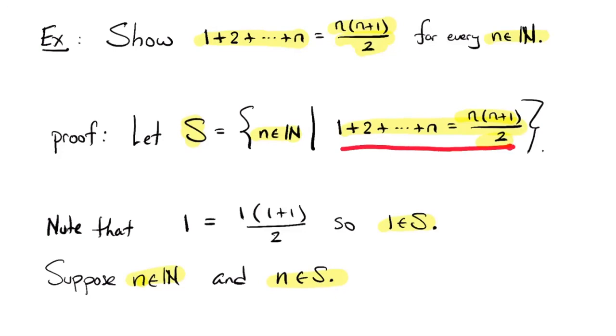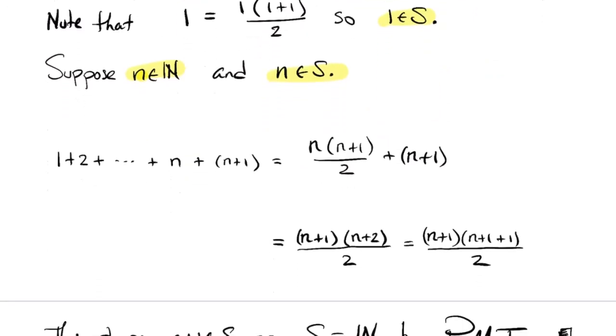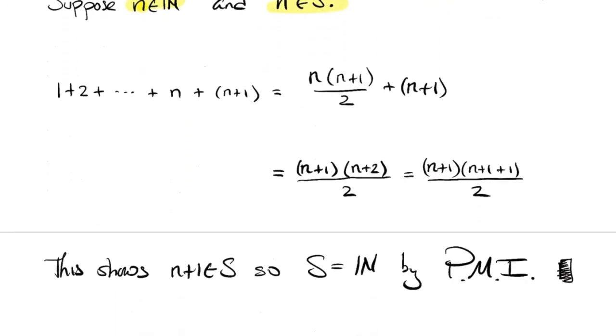And then I need to show this formula holds for the next number. I need to show n plus 1 is in S. Right? So how am I going to do that? Well, I'm going to start by considering the sum of not the first n numbers, but the first n plus 1 numbers. So if I scroll down here, I think I'll just show it all. So that's what I'm starting with. I'm looking at the sum of the first n plus 1 natural numbers. All right, so that's what the sum would look like.